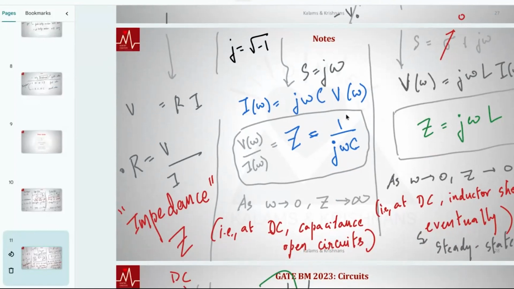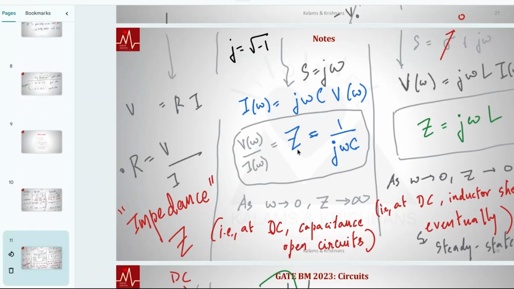There are two important formulas here. Z is 1 by j omega c for a capacitor. Impedance. This is essentially resistance that is no more independent of frequency. Resistance is dependent on frequency. Resistance is essentially voltage by current. Here, impedance is essentially voltage by current.